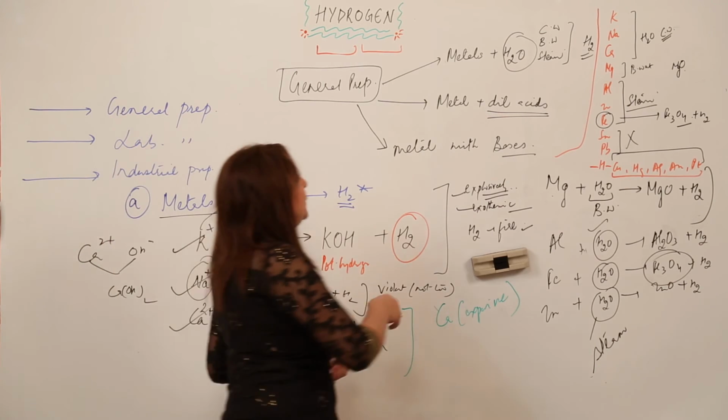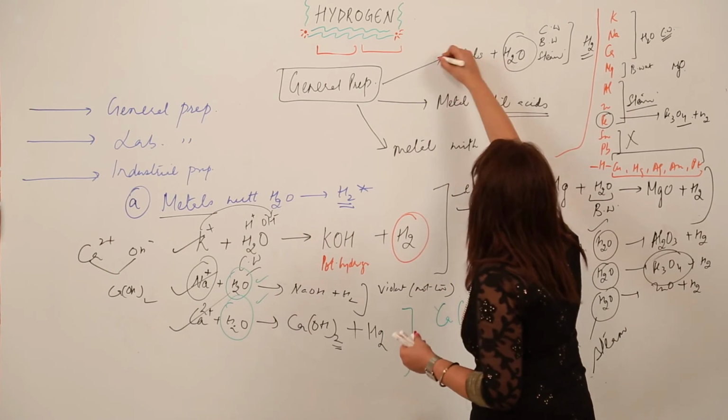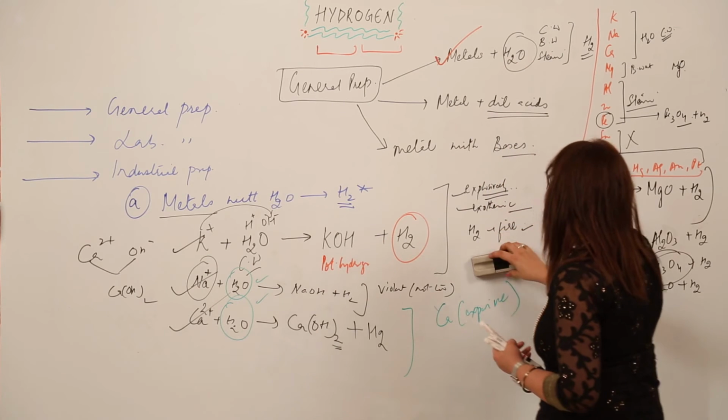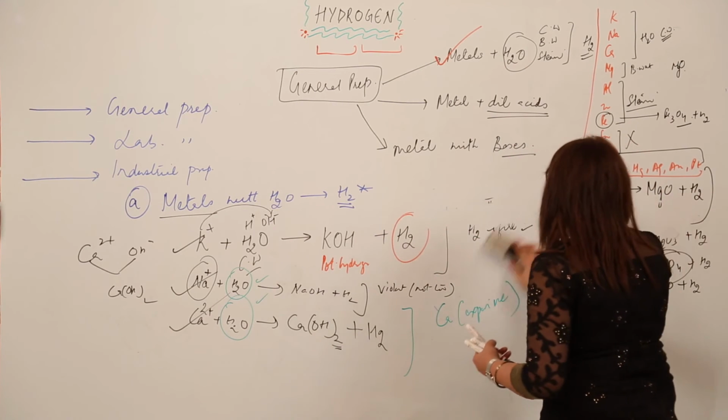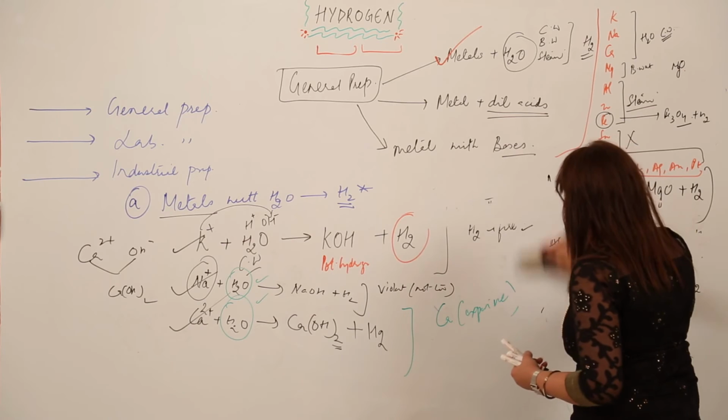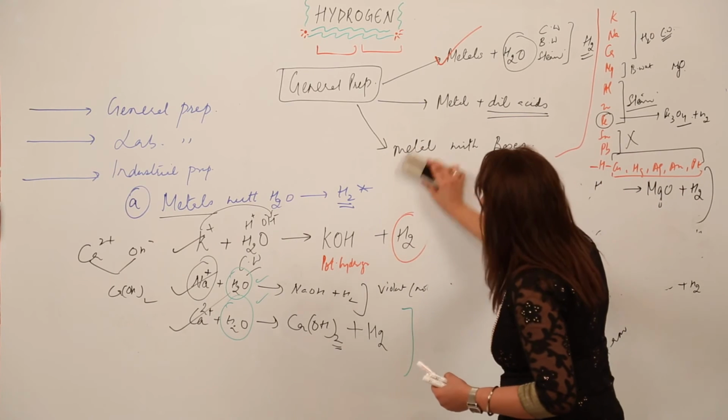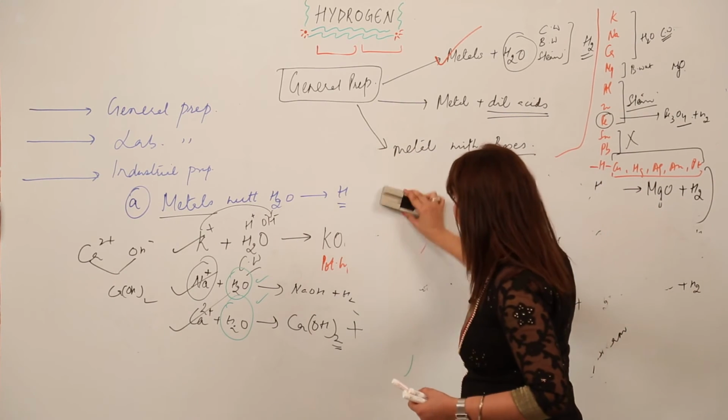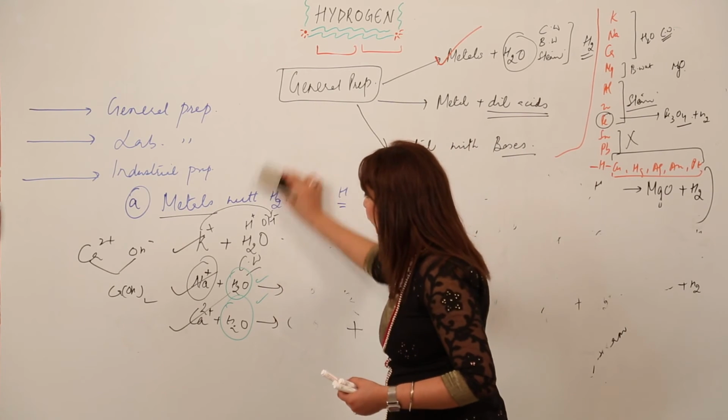So this is the first method we were discussing, that is the general preparation of hydrogen when metals react with water. Now we'll take up the second general preparation, that is the reaction of metals with dilute acids.